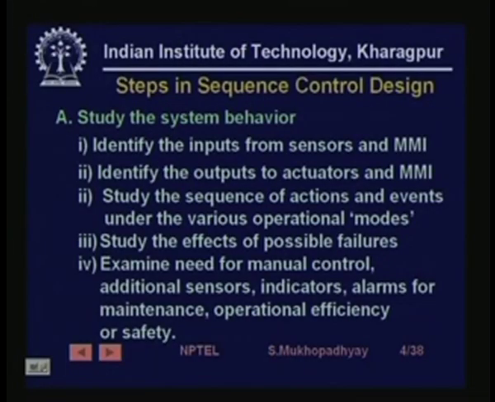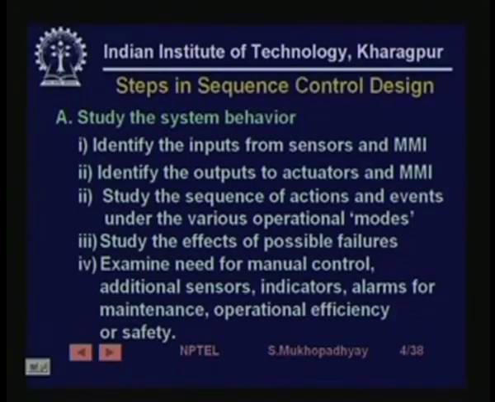Whether some additional sensors are required, some sensors may be there, but to achieve a kind of functionality some other sensors may be needed. Indicators, alarms, and operational efficiency or safety. These are the factors which must be considered to finally arrive at the functionality. One must always remember that the customer may not always be able to express his or her needs, and a good automation engineer should be able to supplement it with his own experience in such cases.